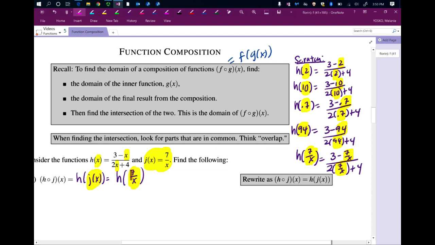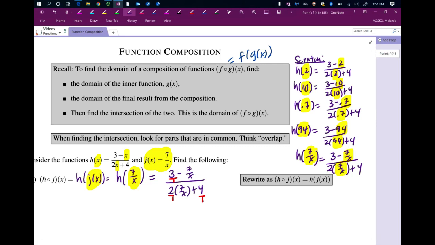So h of 7 over x is going to be this: 3 minus 7 over x, over 2 times 7 over x plus 4. So we need to clean this up. We want one simplified fraction. This is what we call a complex fraction. So there's several ways to do this. Most students feel more comfortable with building a common denominator. So you could put each of these over 1 if you wanted to. I'll show you the other way in a second.